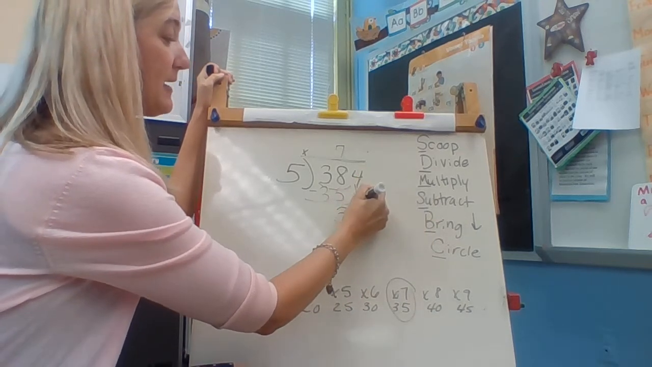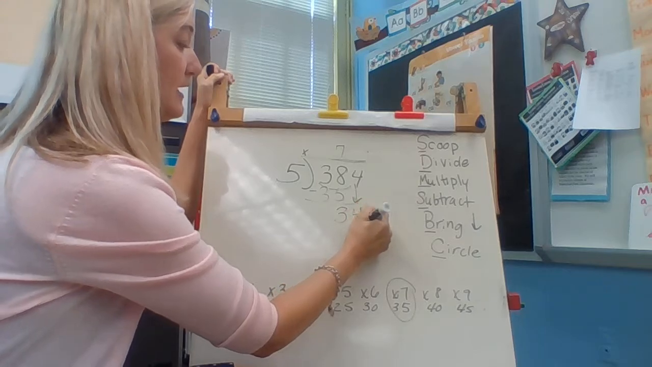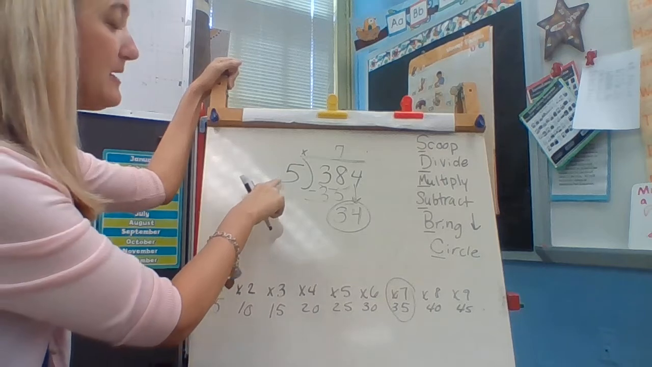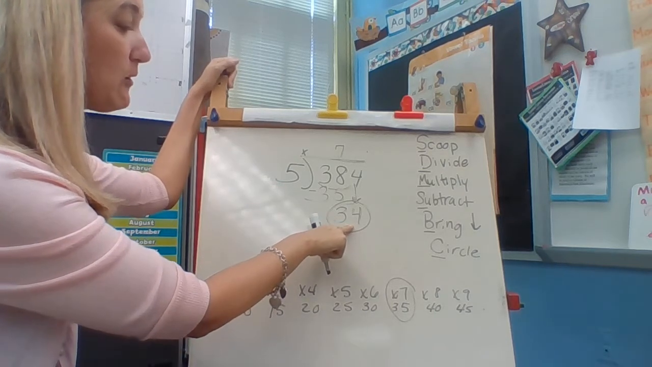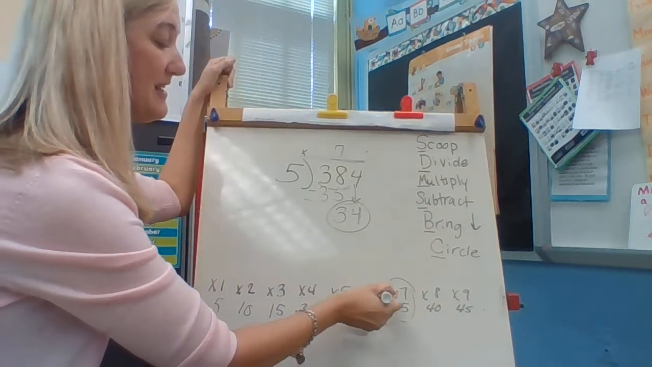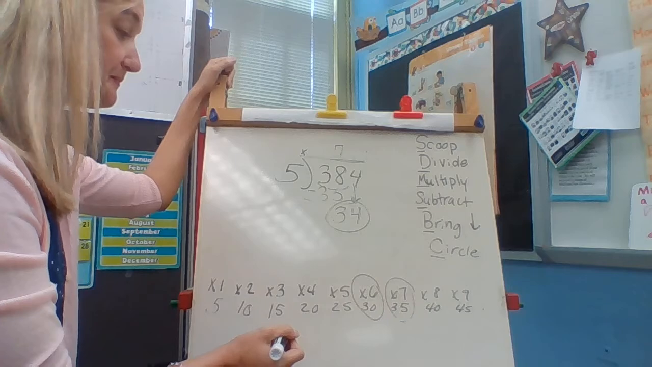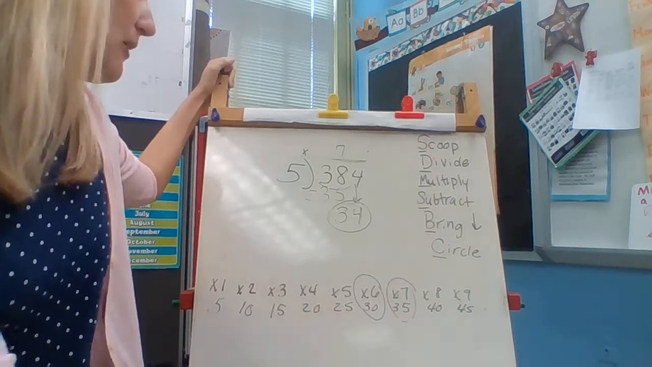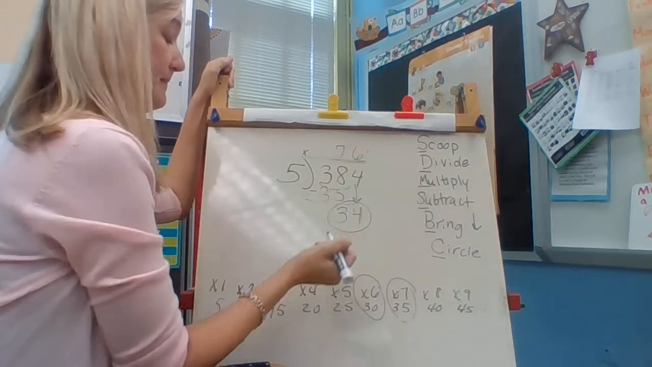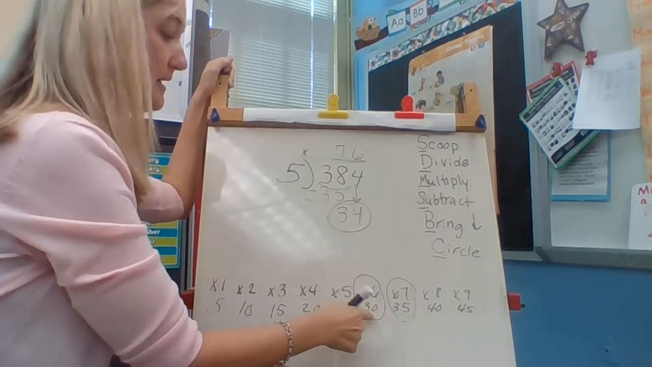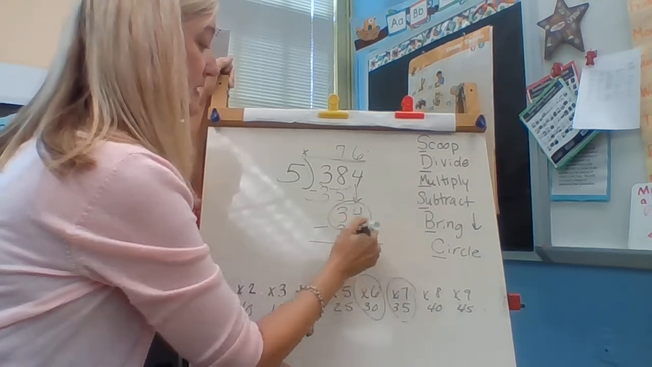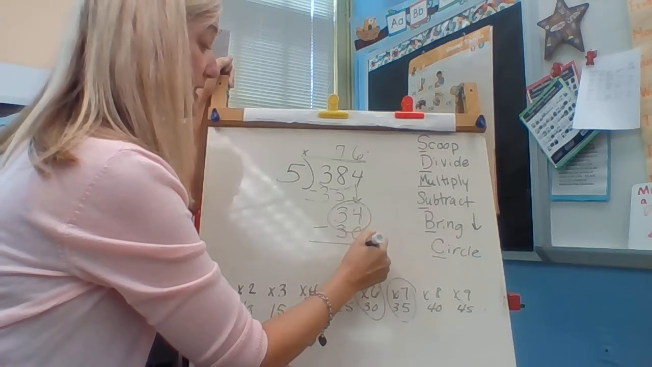Now I have to bring down my next number, which is a 4. And I circle this 34 because that's going to be the new number I'm working with. How many times can 5 be divided into 34 without going over? Look all the way down here, and the closest one is 6. You can go in 6 times with a product of 30. So I'm going to put my 6 on top. I'm going to multiply, but I don't really have to because I've already done it. 30. I'm going to subtract. 34 minus 30 is 4.